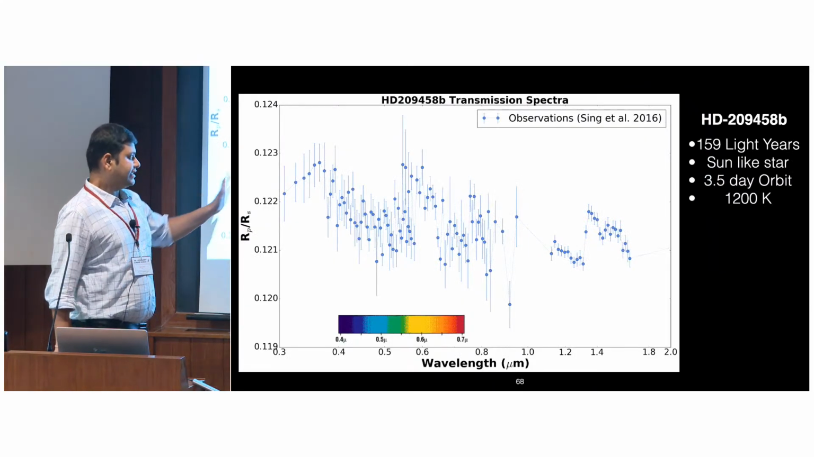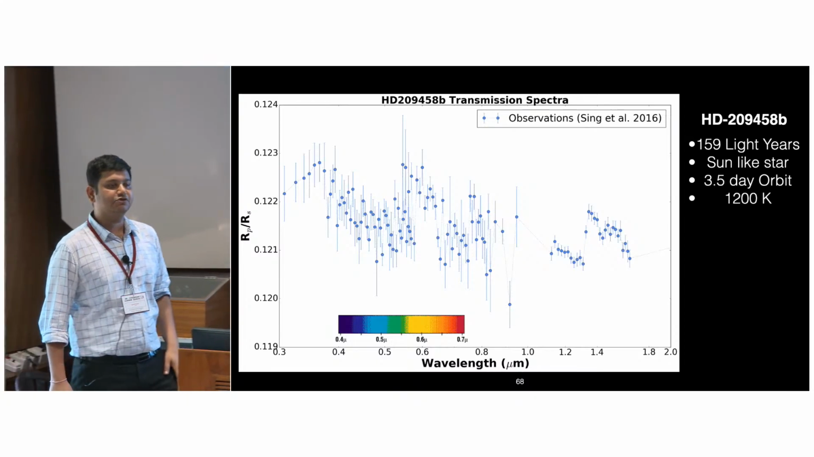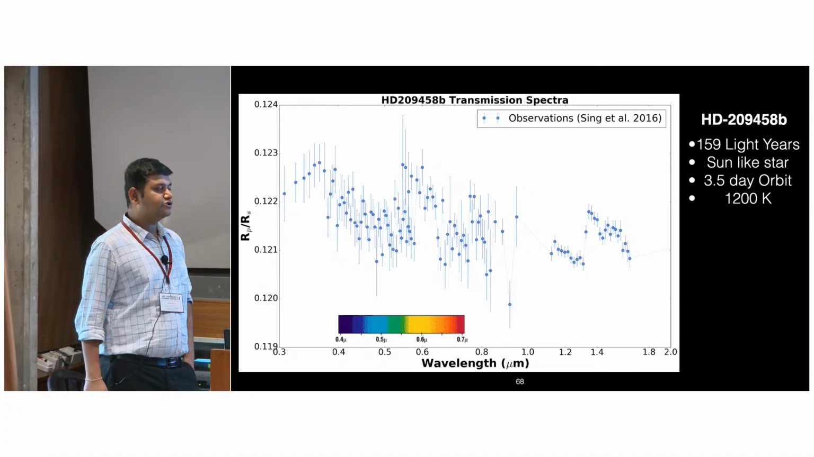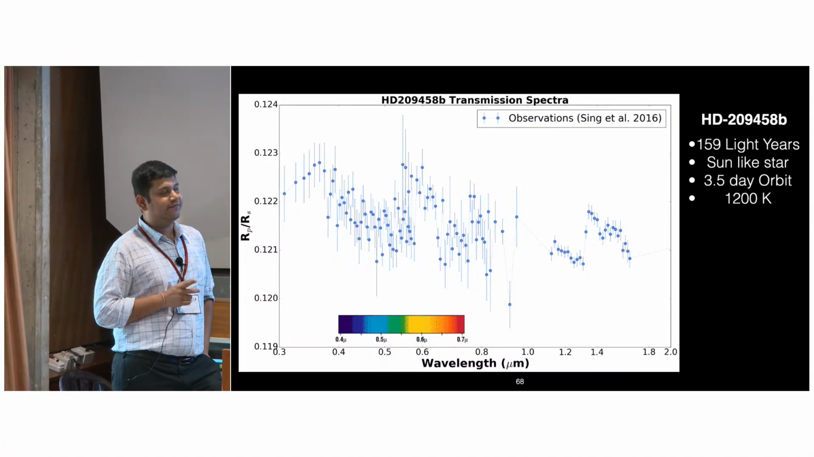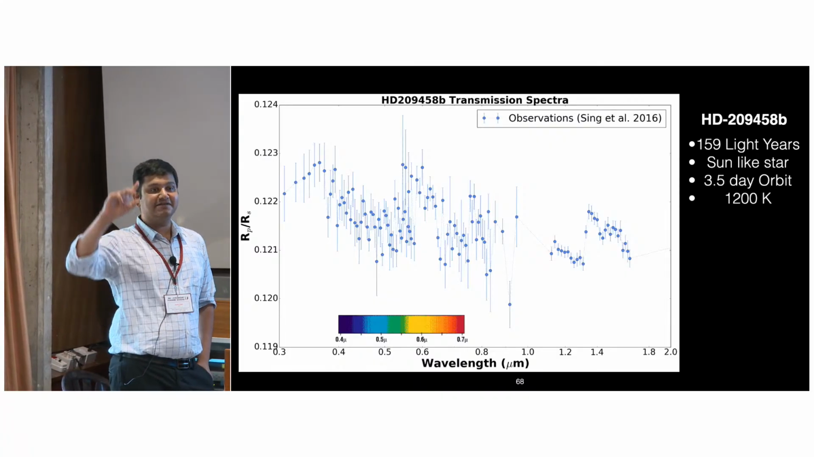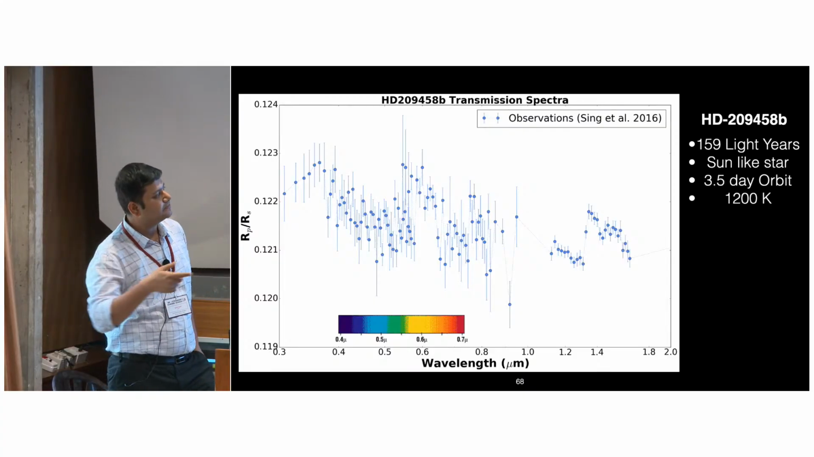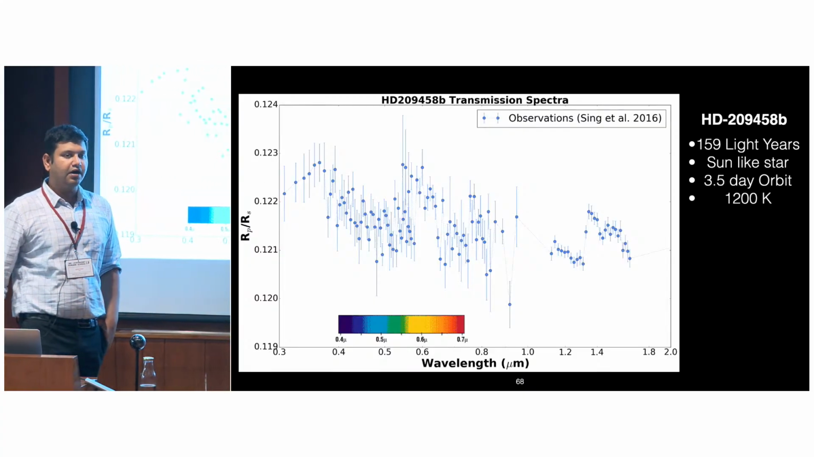Okay. So this is actually a real transmission spectrum of one of the hot Jupiter exoplanets I was talking about. This is using the Hubble Space Telescope for HD 209458b. So this planet is 159 light years away from us. So we are measuring an atmosphere of a planet that is 159 light years away from us. It's a sun-like star, 3.5-day orbit and 1200 Kelvin temperature.